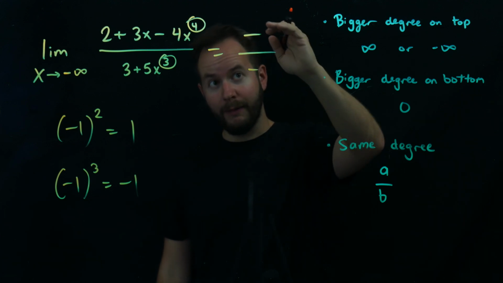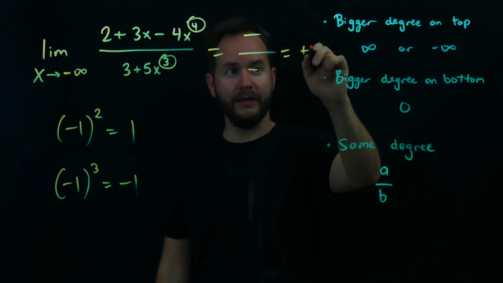Two wrongs don't make it right, but two negatives when divided make a positive. So this is going to be positive infinity.